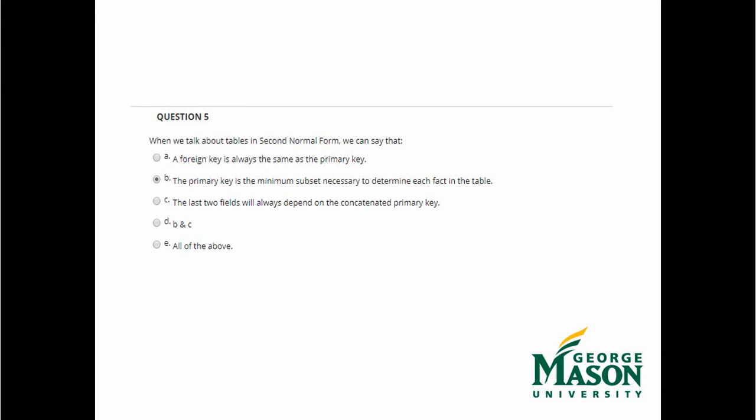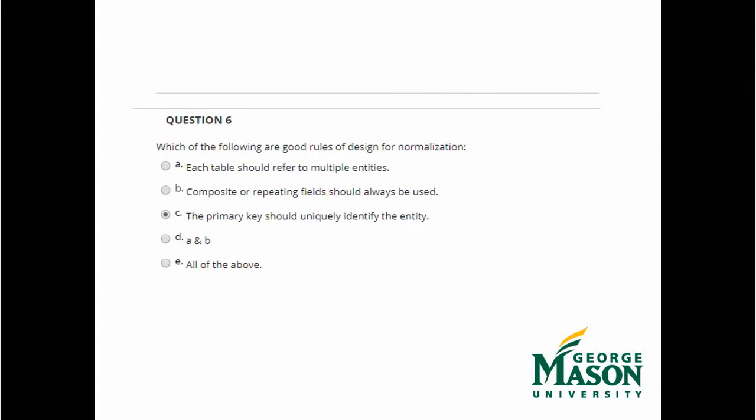In this next question, when we talk about tables being in second normal form, we can say that the primary key is the minimum subset necessary to determine each fact in the table. A is incorrect because a foreign key and a primary key are two different variables. And choice C is not true as the last two fields do not always depend on a concatenated primary key, which is a combination of two or more column values used to define a key in a table.